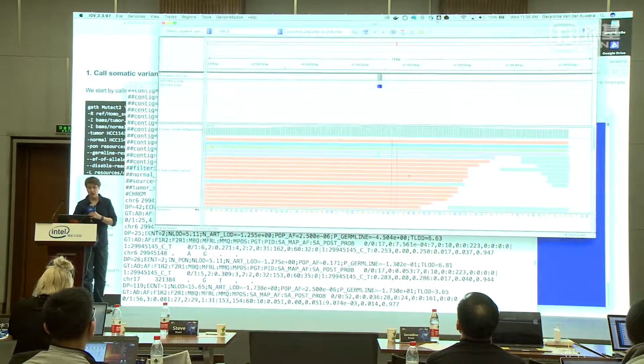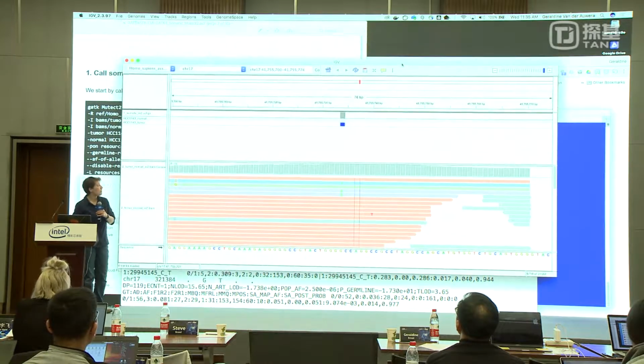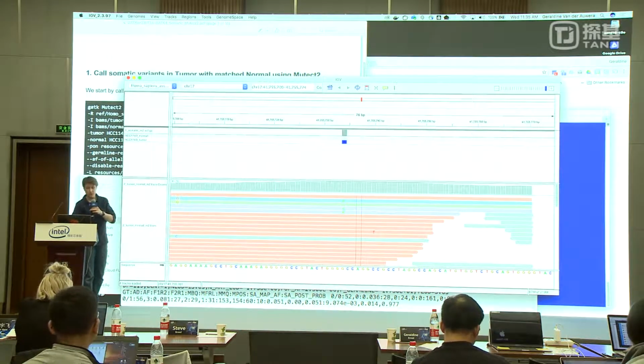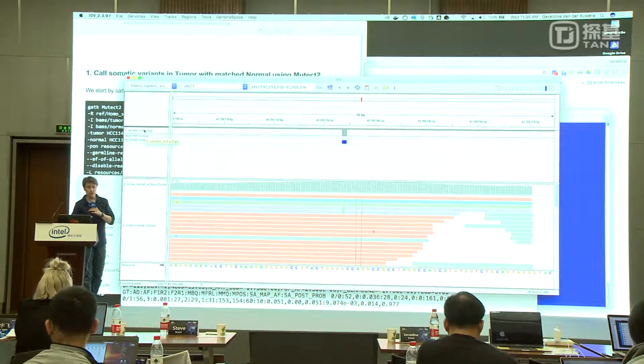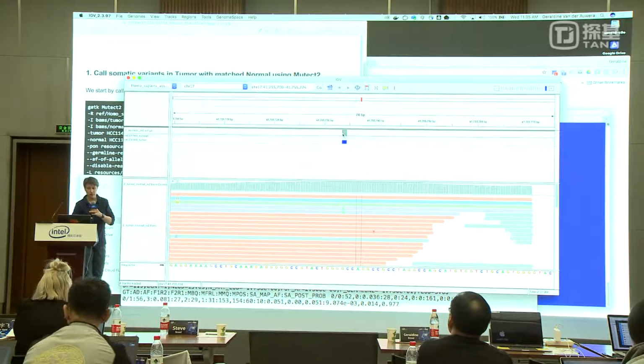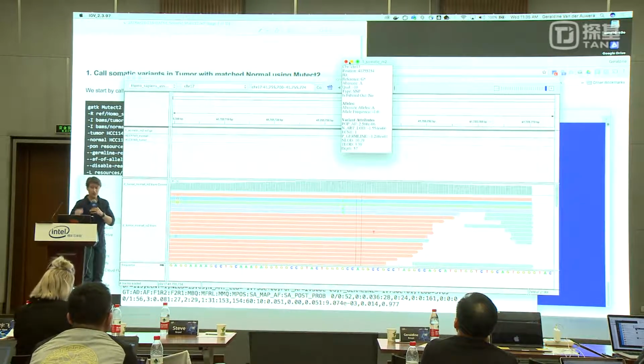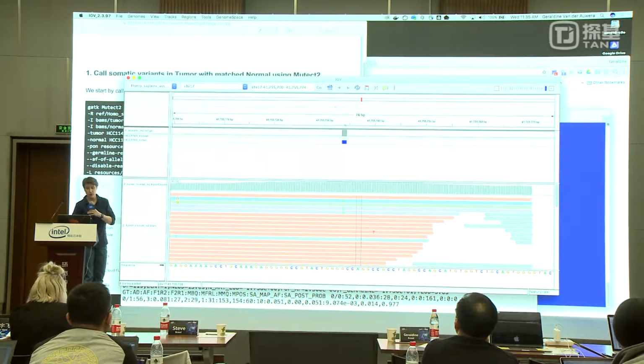Now in IGV, what this looks like is that I will have two sample genotype tracks. So I have one variant call that's here in the site level track. Then I have two genotype tracks.